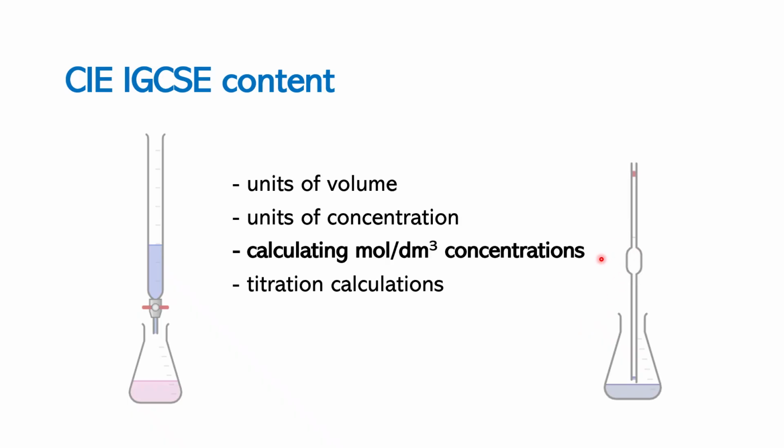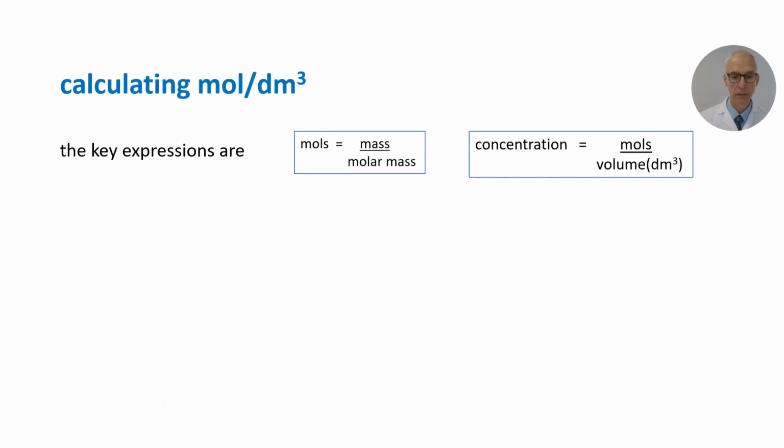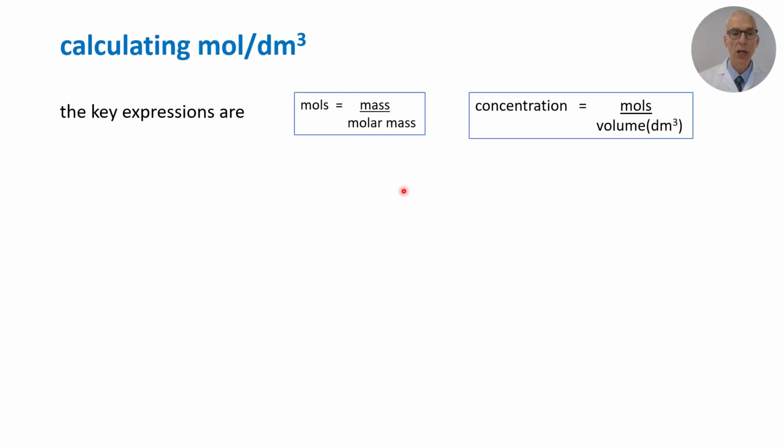How to calculate concentrations in moles per decimeter cubed. So interpreting raw data, the key expressions are, of course, that the number of moles is the mass of solute divided by its molar mass, and that concentration is, of course, moles divided by the volume in decimeters cubed.